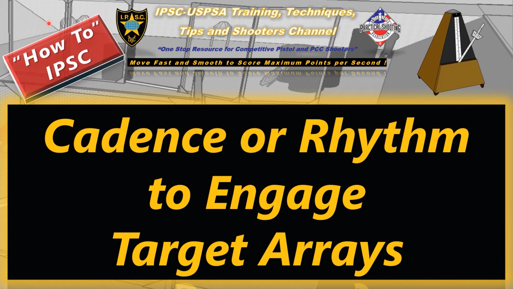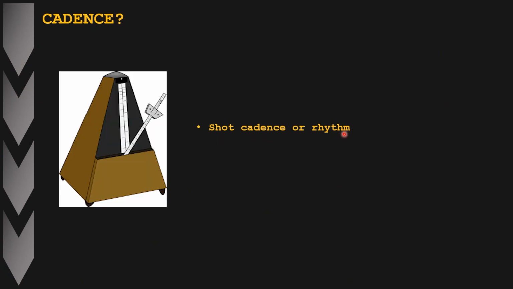Guys, in today's how-to video I want to explain what shot cadence or shot rhythm is and how you can improve your technique to engage target arrays faster and sooner, gaining a lot of time per stage. So what is shot cadence or shot rhythm?